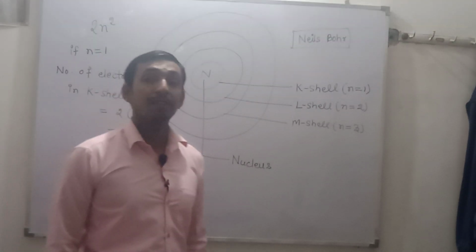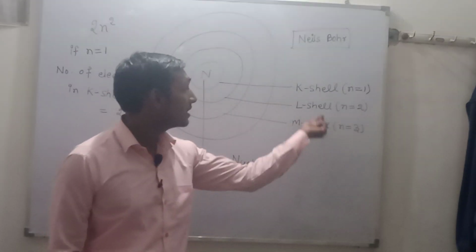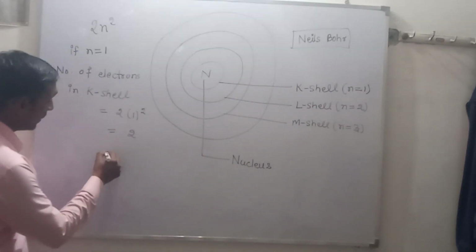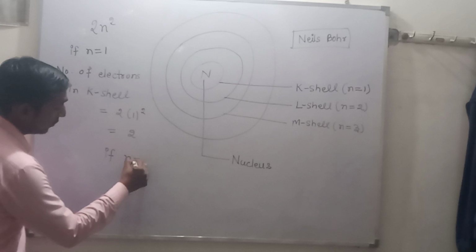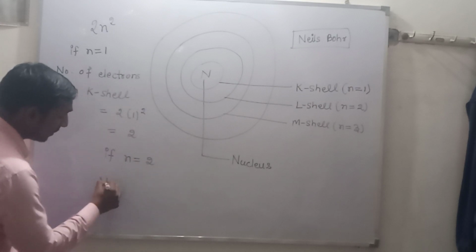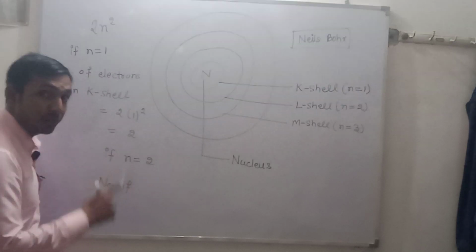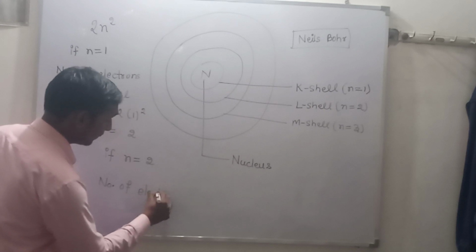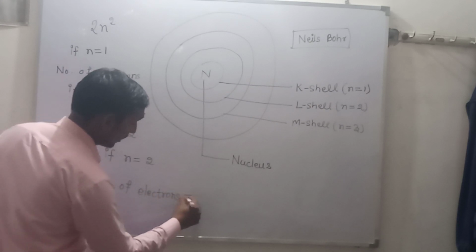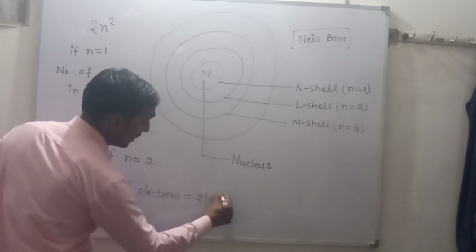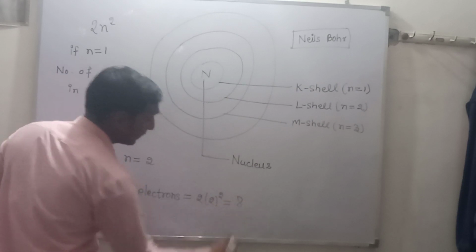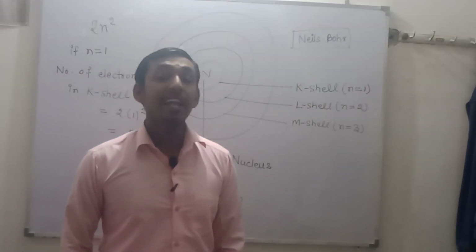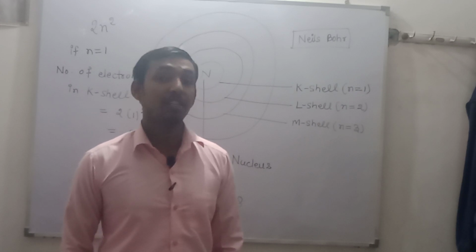After that we will calculate the second shell, the L shell, so n is equal to 2. The number of electrons it can accommodate will be 2 times 2 square, which means 8. So in the K shell we can have a maximum of 2 electrons, and in the L shell a maximum of 8 electrons.